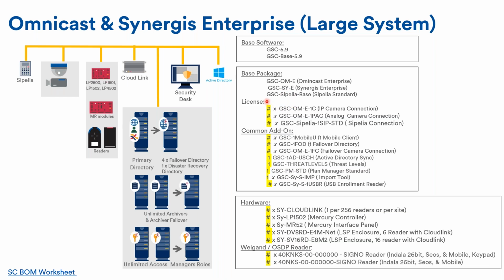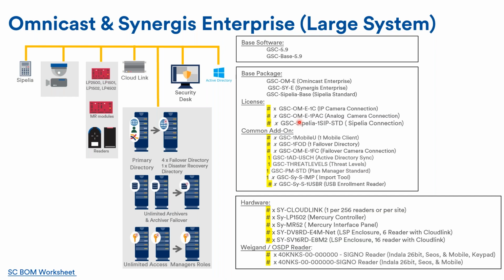For Sipelia, we're obviously still using the Sipelia base option over here. For access control, like I mentioned before, as we are quoting the hardware to go with it, we don't need to quote licenses for our access control. But as you can see, we are quoting the licenses for our IP cameras and for our analog IP cameras, as well as our Sipelia.